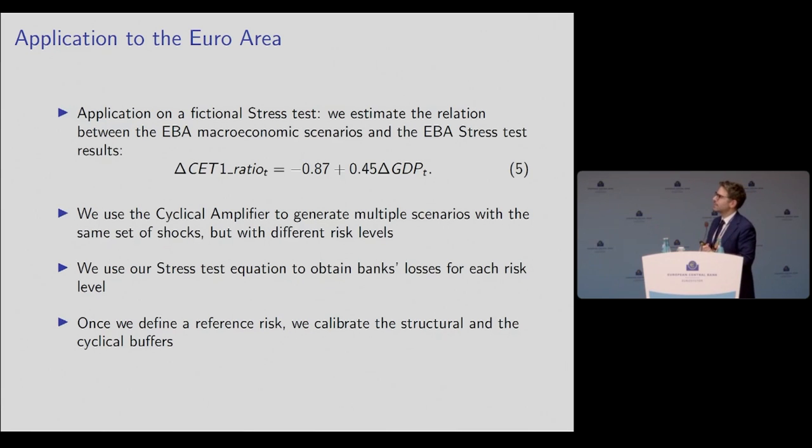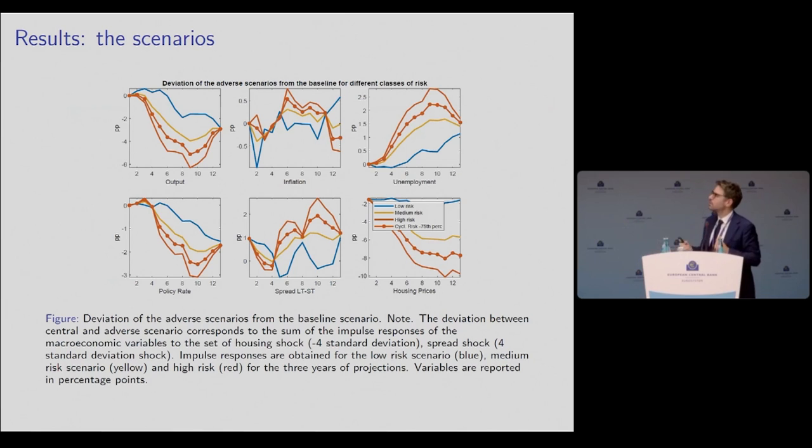The cyclical amplifier here is used to generate multiple scenarios with the same set of shocks and with different risk levels. Then we use our stress test equation to obtain the bank losses for each risk level. Once we define a reference risk, we can calibrate both the structural component and the cyclical component. So here, for example, we created different scenarios by considering two very strong recessionary shocks, a four standard deviation housing shock and a four standard deviation spread shock, that hit the economy at different risk levels.